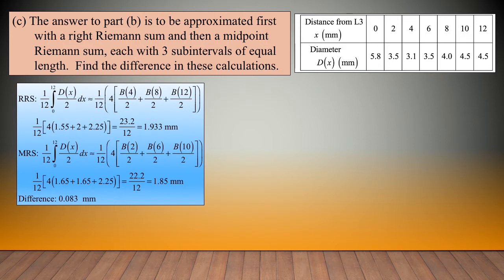1.933 millimeters. For midpoint Riemann sums, we are still looking at 1/12 the integral from 0 to 12 of d of x over 2 dx. This gives 1/12.